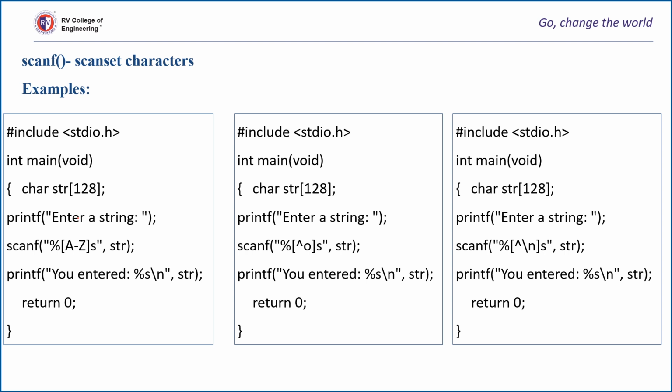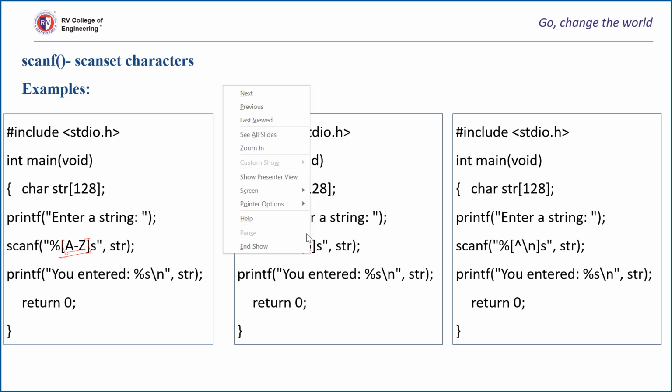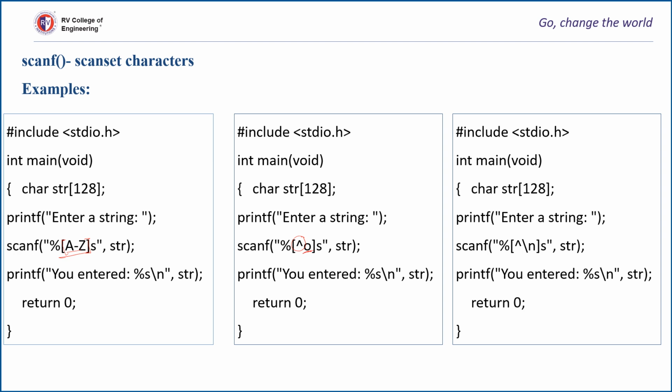Now, I want to read only uppercase letters. I will specify a scan set as percent, and in square brackets I mention A to Z. This will force scanf to read only capital letters of an entered string. The second one: if I want to stop reading once I reach O as a character, I can make use of a caret symbol followed by O. This tells scanf to stop reading once it has encountered O. Similarly, if I want to stop reading once I encounter a new line, once I hit the enter button, I make use of this scan set character. So by this we force scanf to read a particular pattern. So that's all in this video.